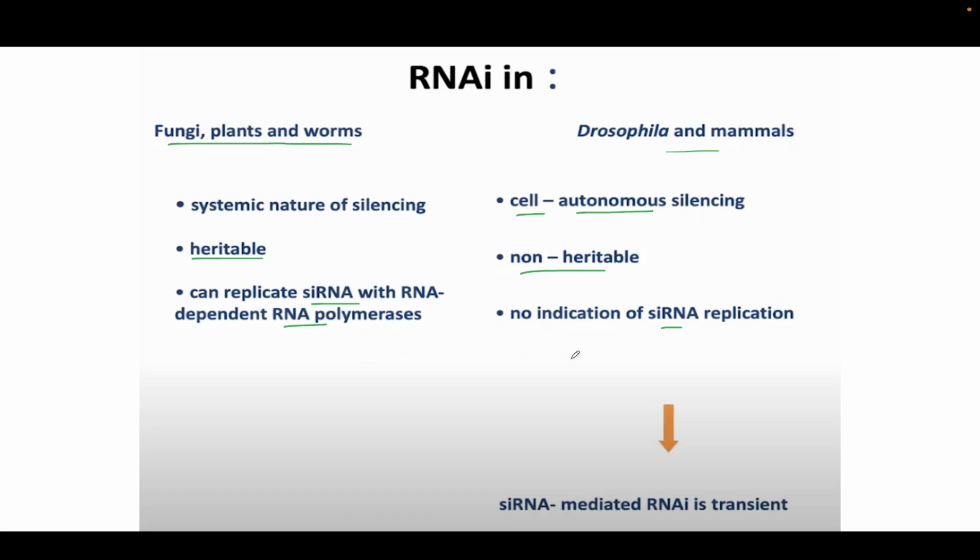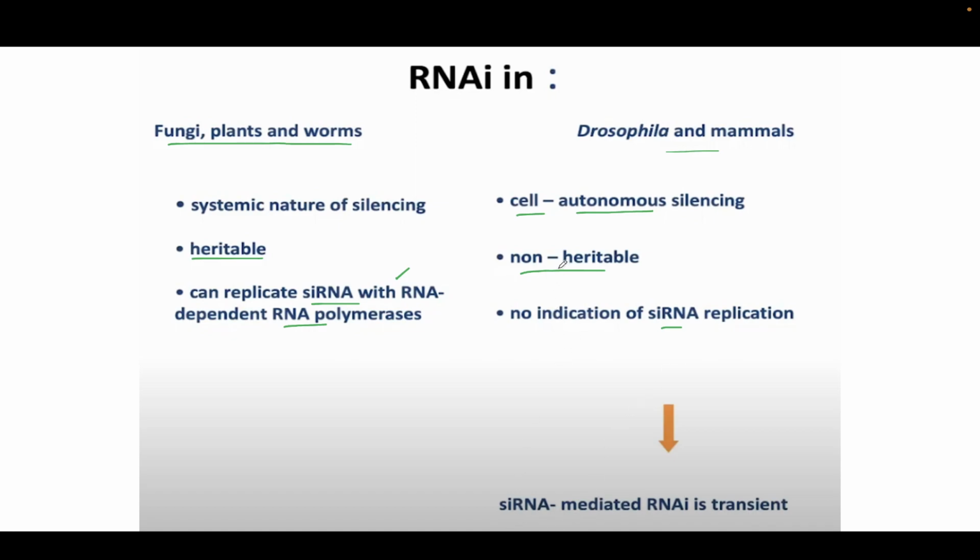Okay, we have DNA dependent RNA polymerase inside Drosophila and mammals. We have DNA dependent polymerases, not RNA dependent polymerase. This is specific towards different viruses and other worms and fungi. This RDRP is not found in mammals, so there is no indication of siRNA replication.